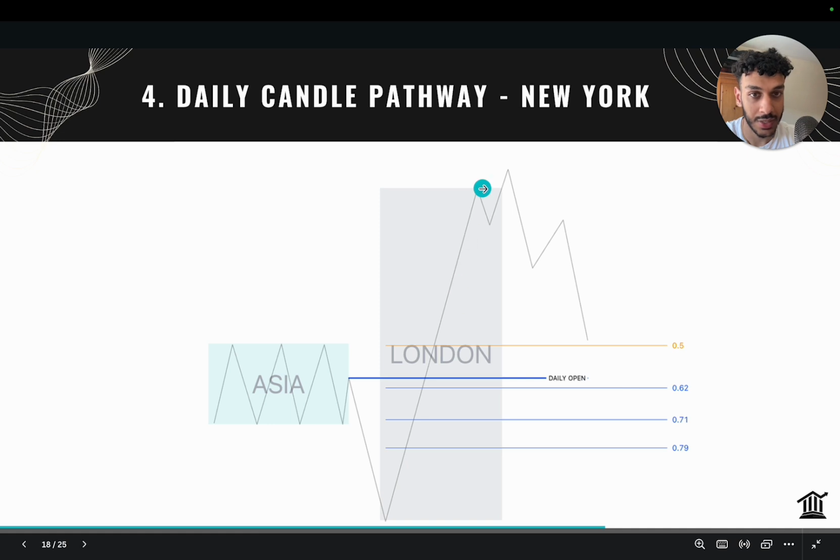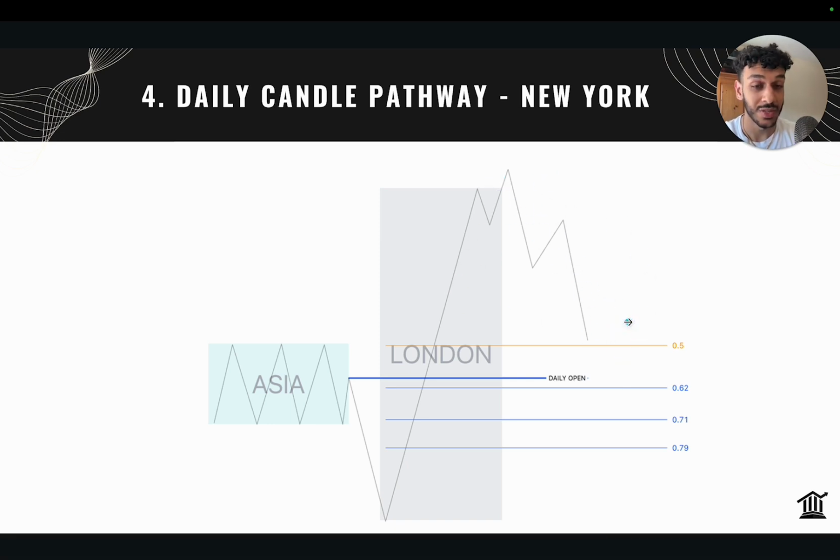So let's say London expands higher. What you actually want to see in New York is price retrace in between that off zone between London and New York, and then you want to see price come and potentially tap the daily open again, right? If you extend the daily open price, you'll see price ends up reacting around this level quite a lot.